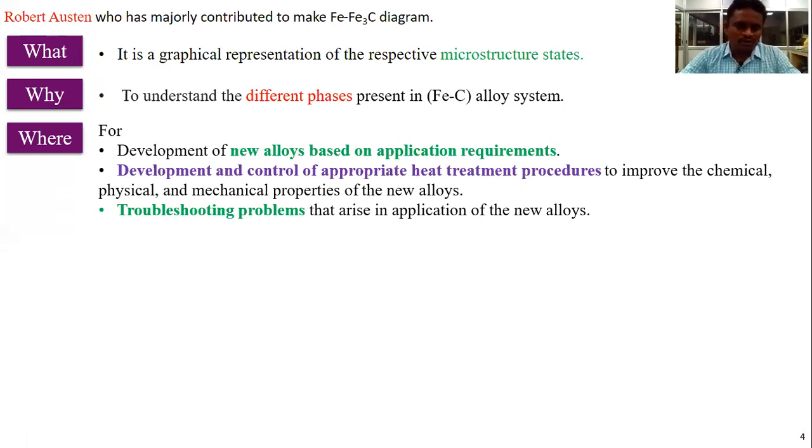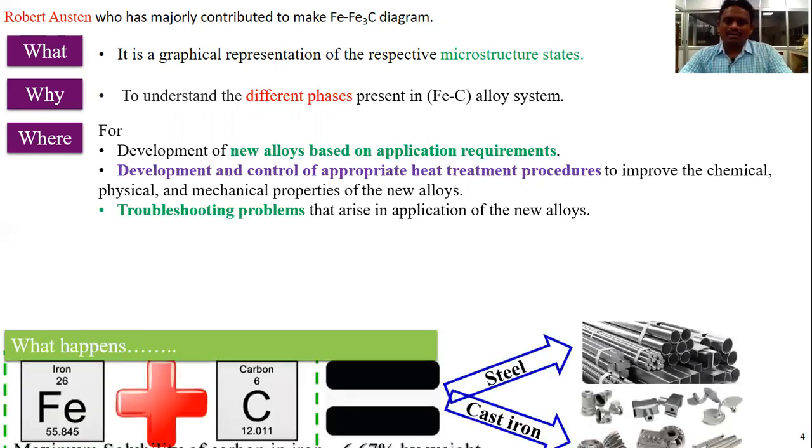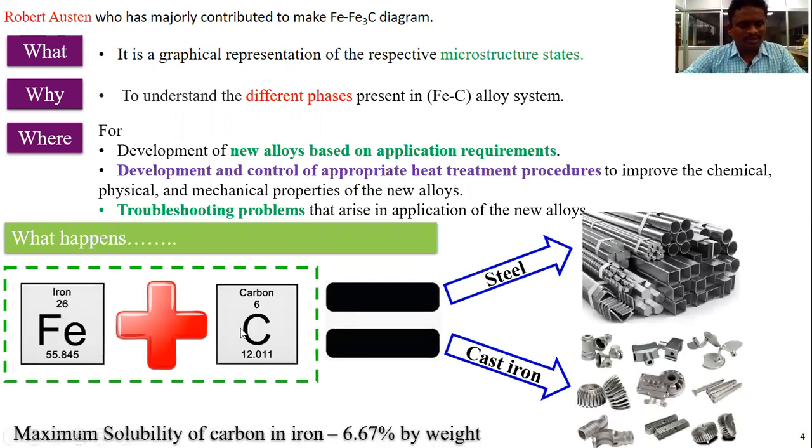And while using these new alloys, if any problems arise, by using this iron carbide phase diagram one can easily solve the problems. The dissolution of carbon with iron can form a variety of steels and cast irons. The mechanical properties of steels and cast iron mainly depend on the lattice structure of iron, and also the interaction between carbon and the iron crystal structure. The maximum solubility of carbon in iron is limited to 6.67 weight percentage of carbon.